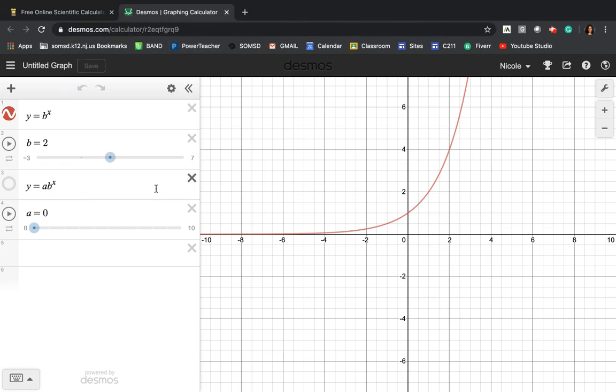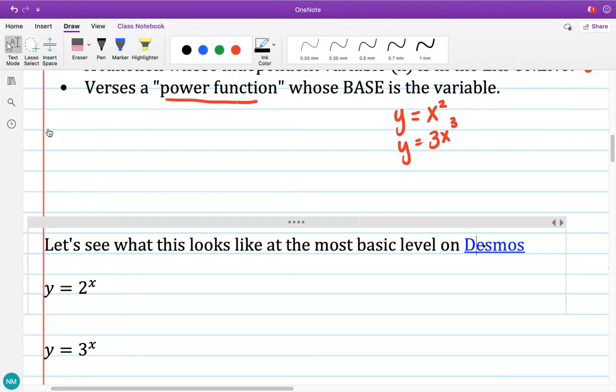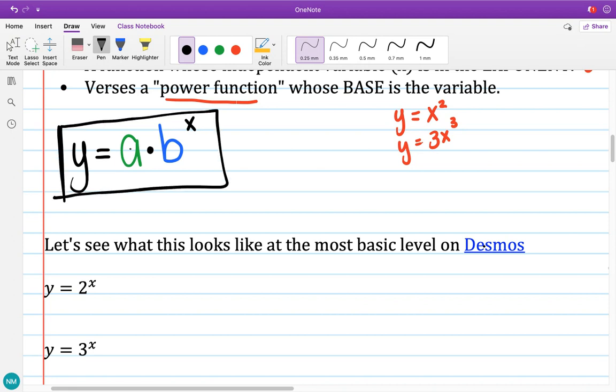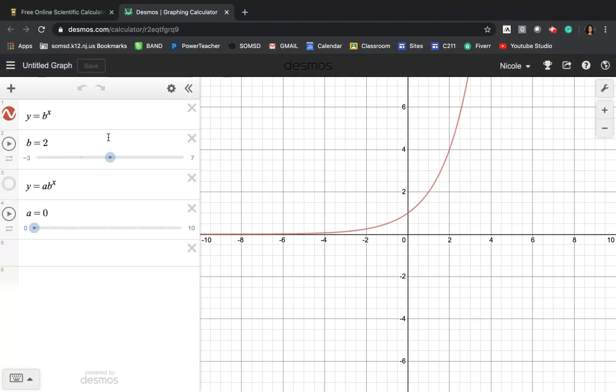Okay, so here I have y equals b to the x. B for base. B will always be a base, right? So actually, let me write that down here. An exponential function is always written at the most basic level as y equals a times b to the x. A is your coefficient, b is your base. You should write this down. Ugly, but there you go. That'll work. Okay. So b to the x.